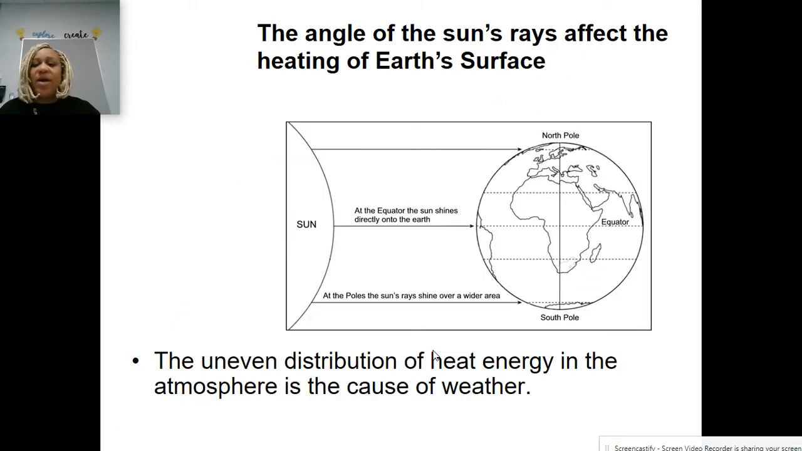All right, the angle of the sun's rays affects the heating of Earth's surface, right? This is your equator. At the equator, the sun shines directly onto the earth. But notice at the North Pole and the South Pole, it's not going to go directly, but you're going to have those angles. So you have that angle, right? The North Pole and South Pole are not getting as much heat transfer as the equator because that is where the sun is directly shining. So it is this uneven distribution of heat energy in the atmosphere that causes weather.